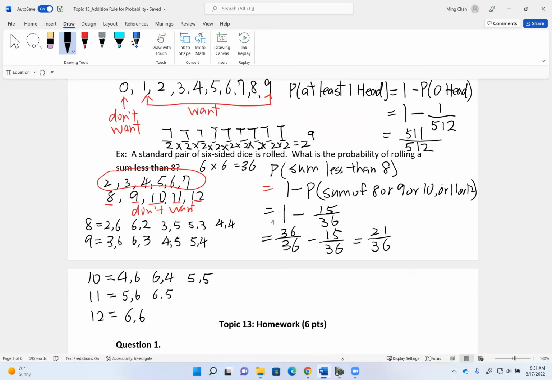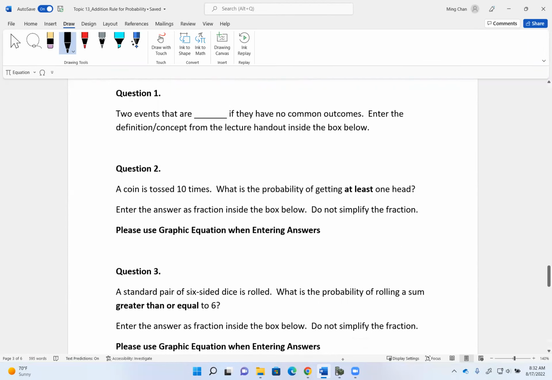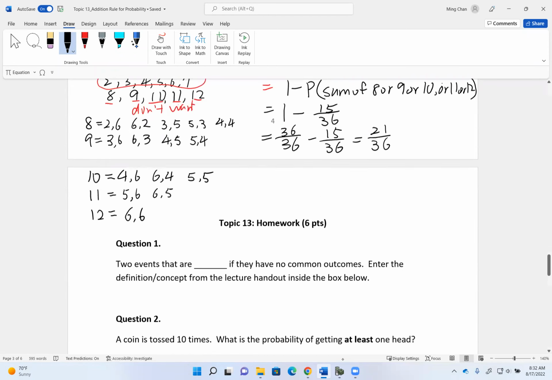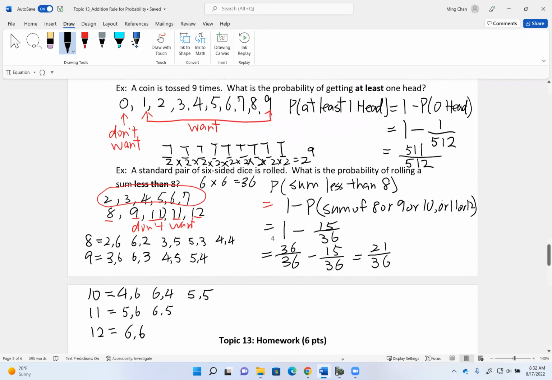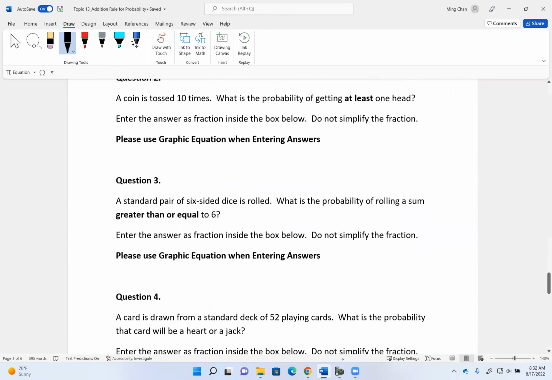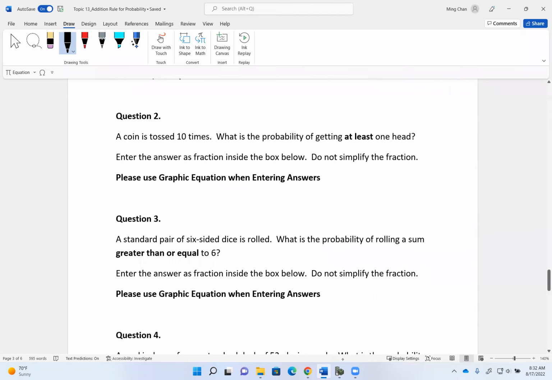Okay, let's take a look at your homework. All right, question number 1, 2 events that have no common outcome? They are disjoint or mutually exclusive, right? So that's coming from the definition. All right, a coin tossed 10 times, probability of getting at least 1 head. So that's very similar to this problem that I did, okay? The one I did is 9. This one is asking for 10. Okay, enter your answer as a fraction.